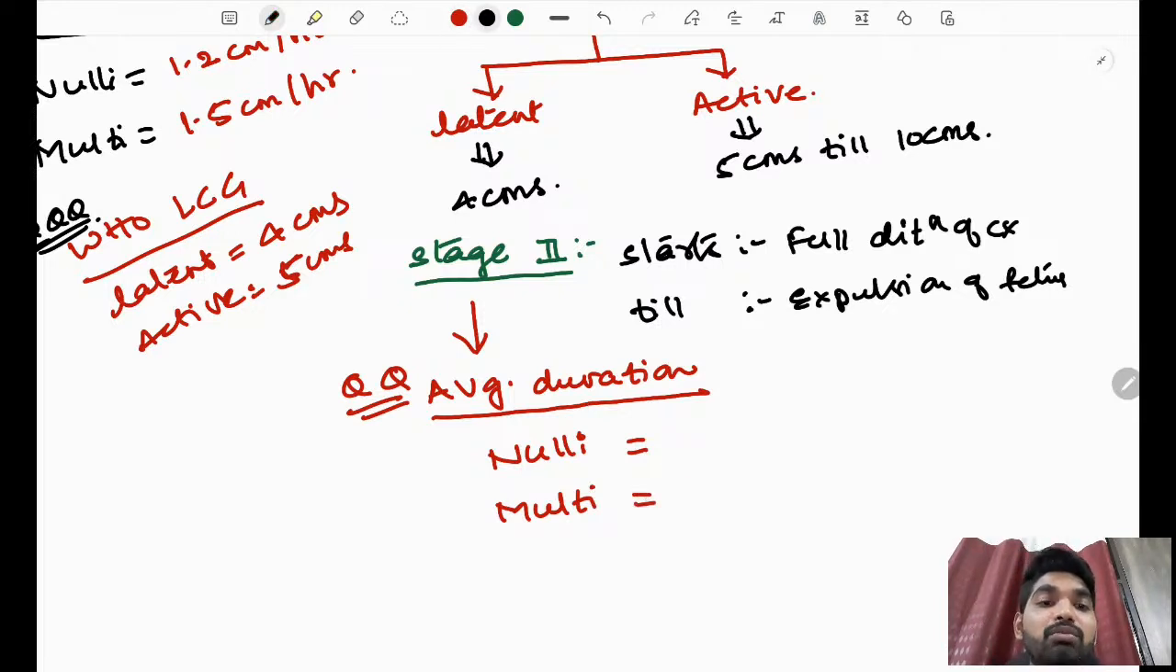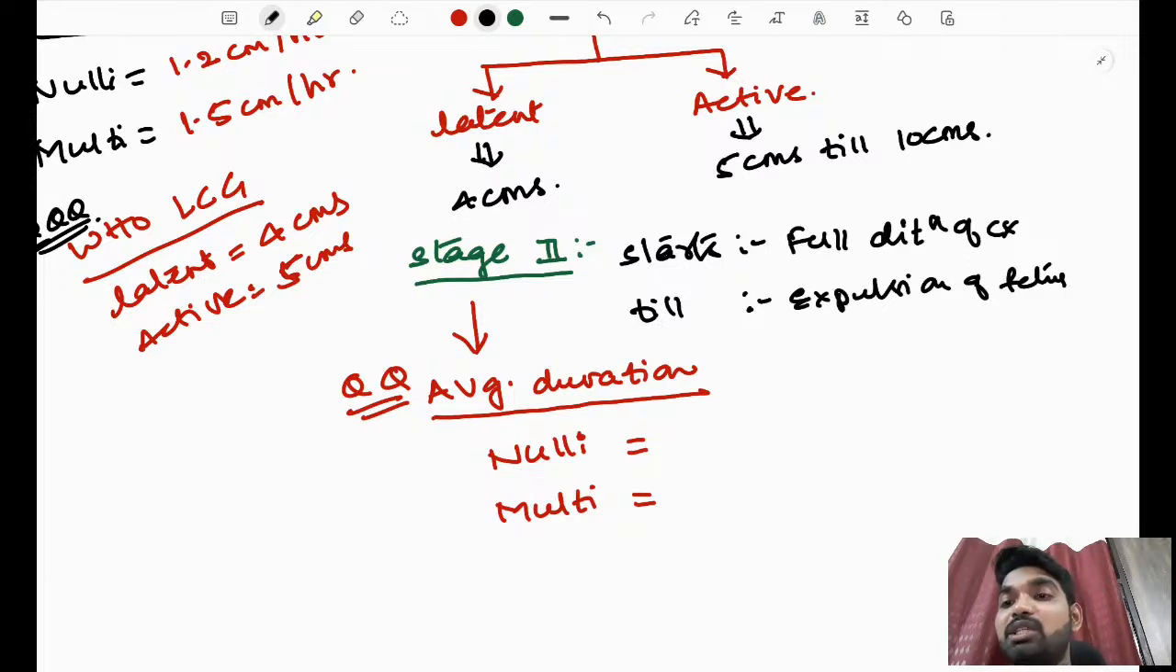30 minutes in multi. I'm not asking you maximum, I'm asking you average duration. That is why I'm telling you, listen to the question and then answer. I'm not asking you maximum duration, I'm asking you average duration of second stage of labor in case of nulliparous. What if your tomorrow's ESIC MCQ is same? What will you answer? 2 hours is wrong. That is not the average duration.